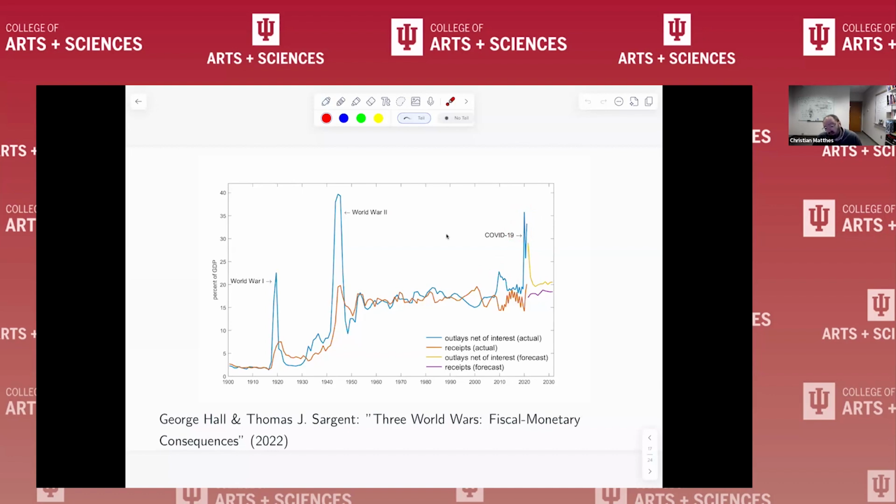The second feature I want to highlight here is that there seems to be some sort of ratchet effect. After these big events, after World War I, World War II, and after COVID, outlays relative to GDP fall, but they don't fall back to the original level, but to a higher level. And here we see the same for COVID. Now, this is a paper that's a couple of years old, so they used the forecast here, but this forecast came out roughly right. We again see there was a fall in government outlays after COVID, but not back to the previous level, but instead to an elevated level.